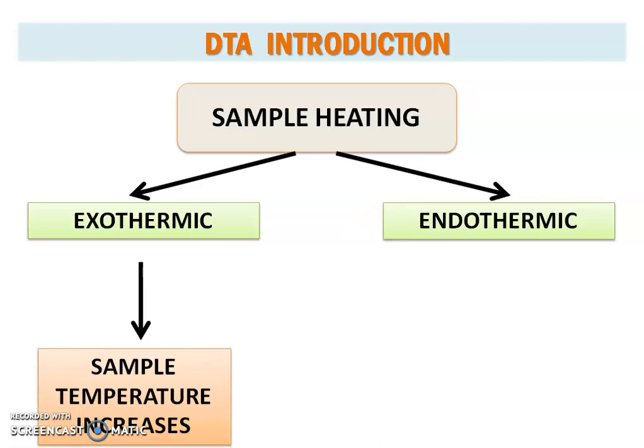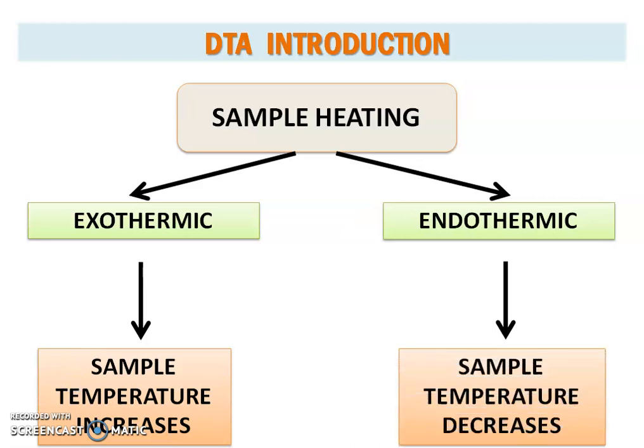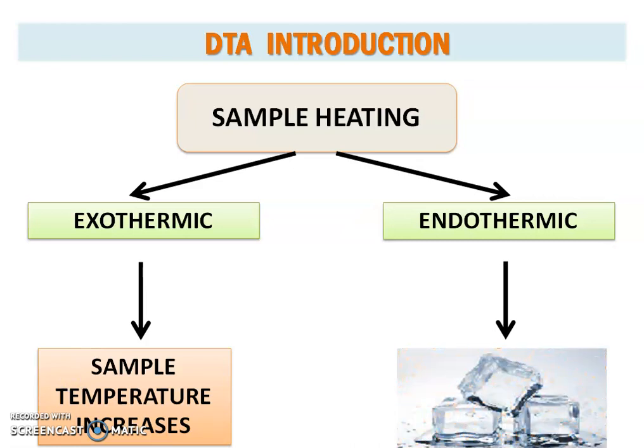And the exact opposite would be true for an endothermic reaction. So in an endothermic reaction, the heat energy from the surroundings is absorbed by the sample, and this absorbed heat is converted into some other form of energy. The main point here is that the absorbed heat is not used to raise the sample temperature. Instead, it is used for some other process like melting or evaporation of the sample. So in all endothermic reactions, the sample temperature actually decreases.